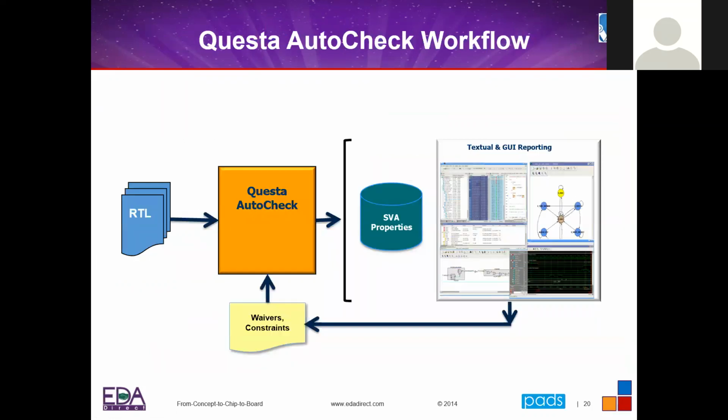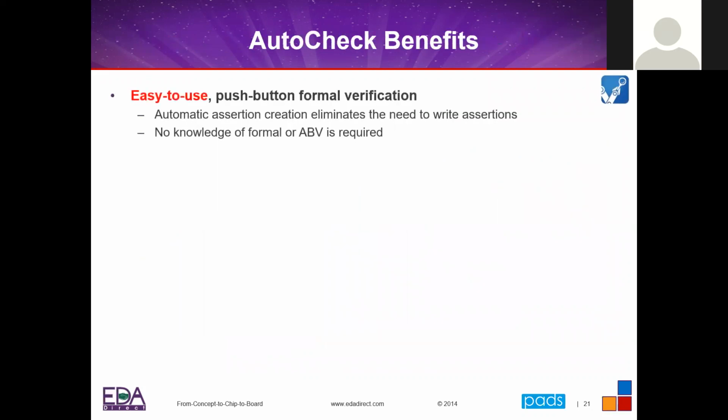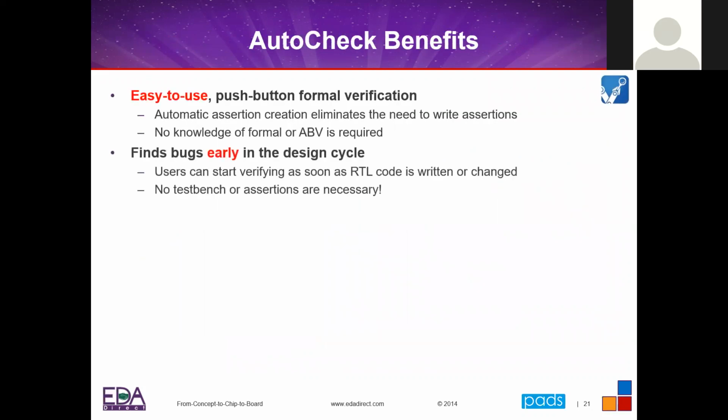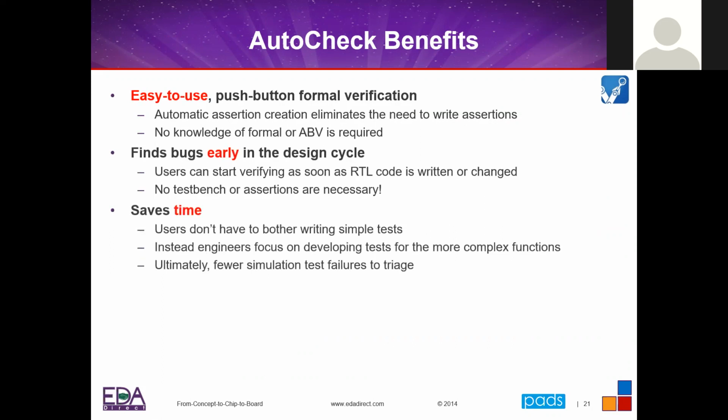So the flow, as I said, is take your RTL code, compile it. You may need to create some constraints like, what are my clocks? What are my resets? If there are any tied off pins or anything like that, and you hit go and you get this result. So it's all push button, gets you as early as possible to start to find errors before you've even developed the test bench.